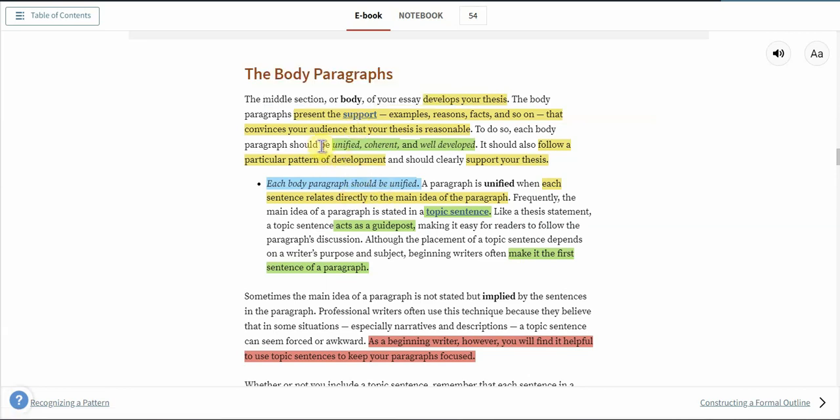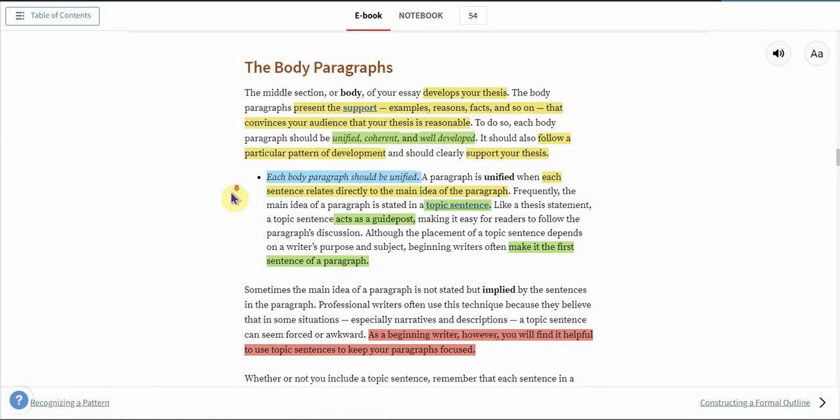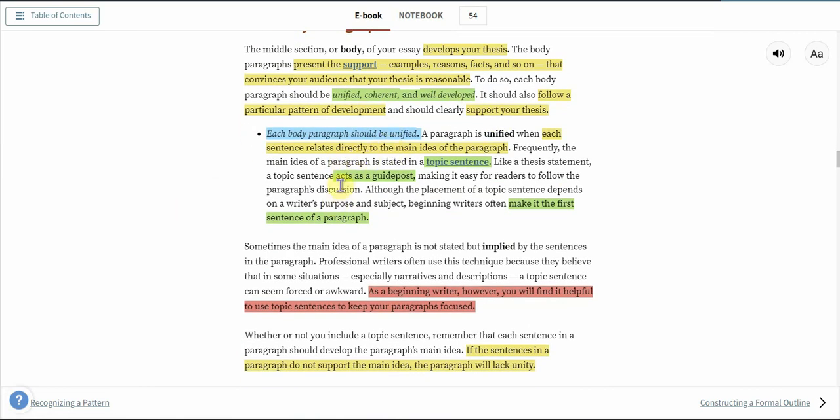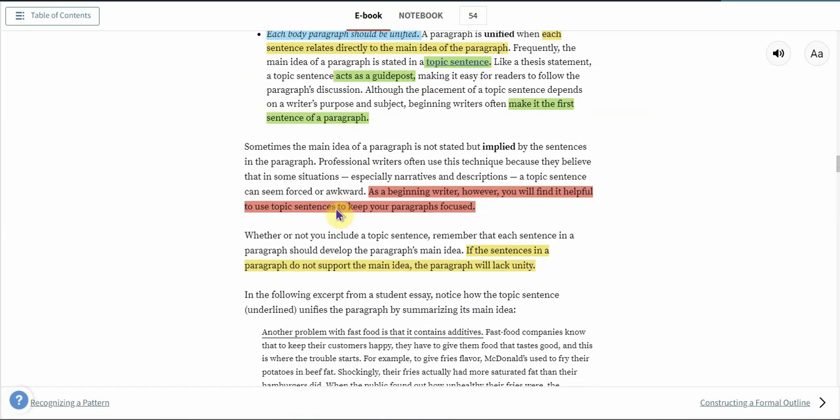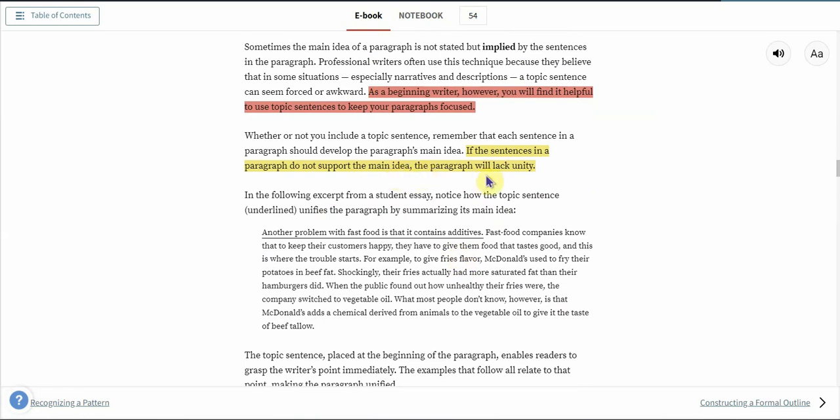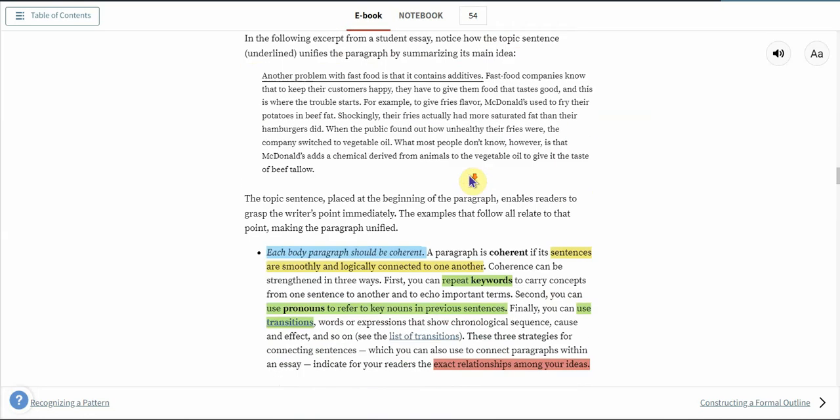And so again, paragraphs should also be unified, coherent, and well developed, so we're going to see what those things mean, right? They also follow particular patterns of development, and they also support the thesis. So this is all that body paragraphs do. So what does it mean to be unified? Well, that just basically means that once you state what the idea of that paragraph is, that's the only thing that you can talk about in that paragraph. You can't go off topic. That's it, right? And again, if you don't maintain that unity, you have a problem.